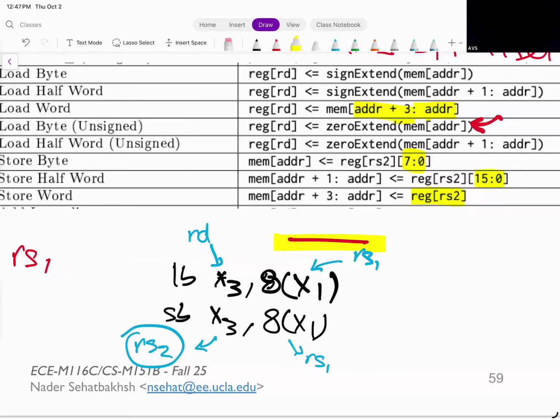So in the store, you are writing from the register to the memory. Whatever value is stored in RS2 will be written in these addresses, in these 4 addresses: address, +1, +2, and +3. So 4 bytes, 1 by 1, are written into these 4 addresses.